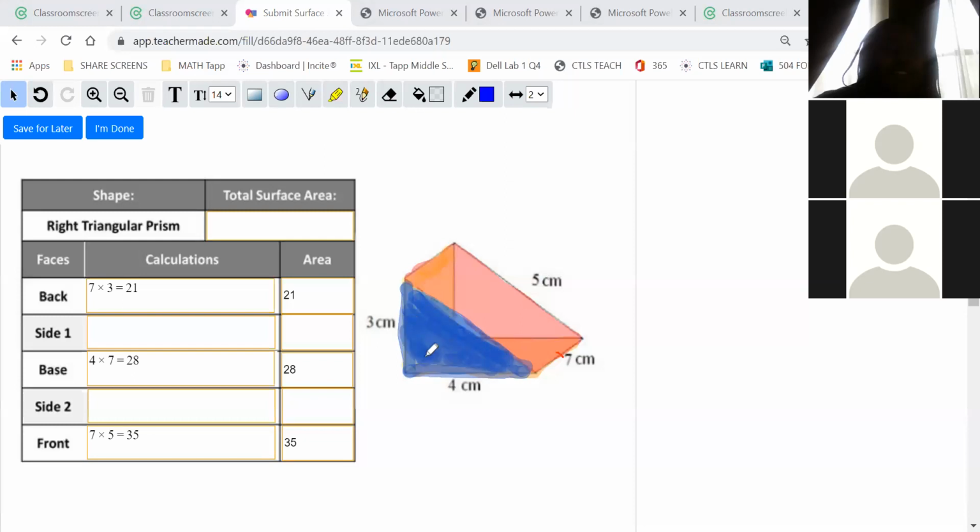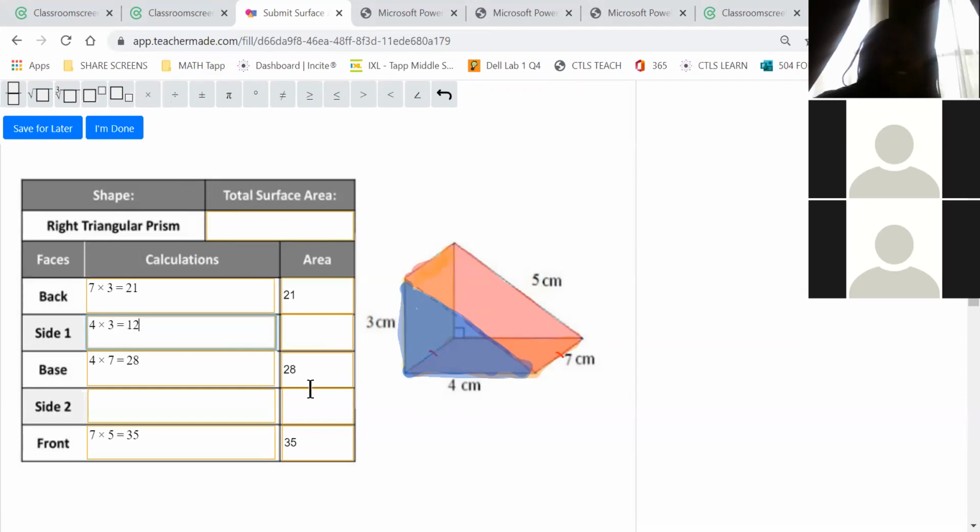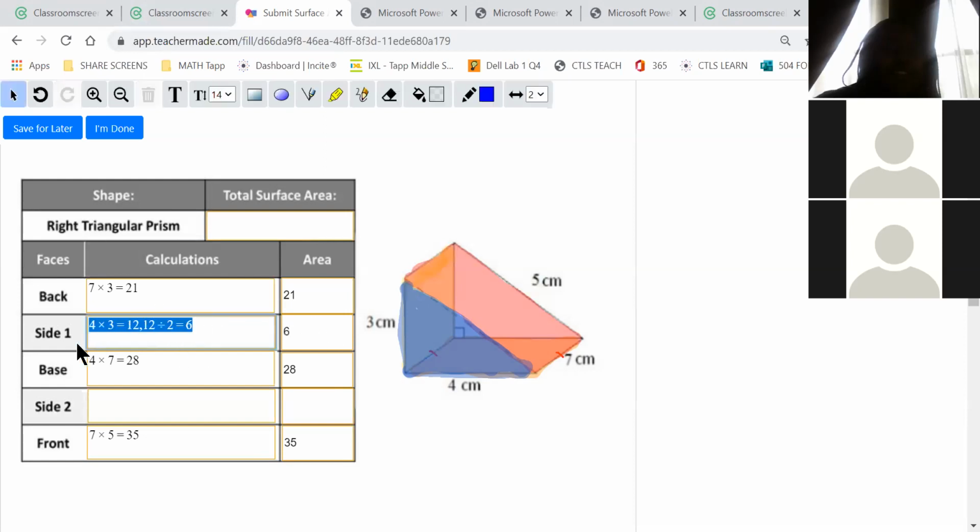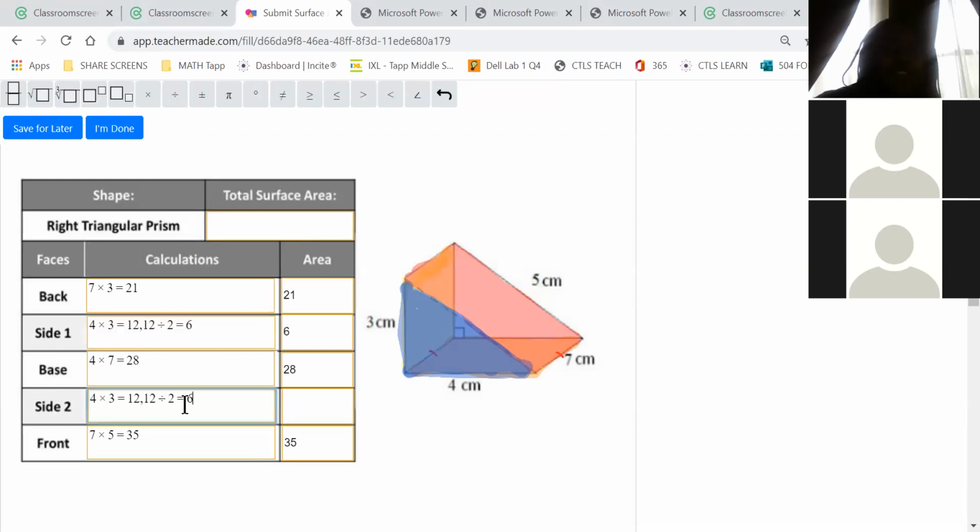All right. So again, for a triangle, the area of a triangle is base times height. Then we divide that answer by 2. So the base of this triangle is 4. The height of this triangle is 3. 4 times 3 equals 12, but we're not done yet. Now it's time to divide it by 2. So 12 divided by 2 is equal to 6. So my area of that triangle is 6, which means that the congruent triangle is the exact same.